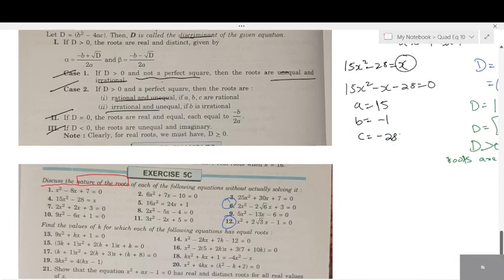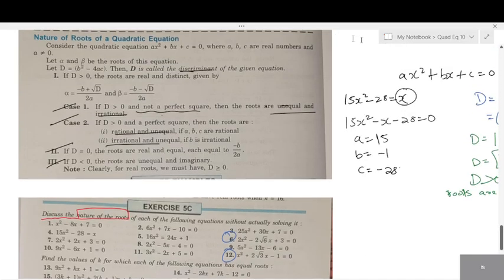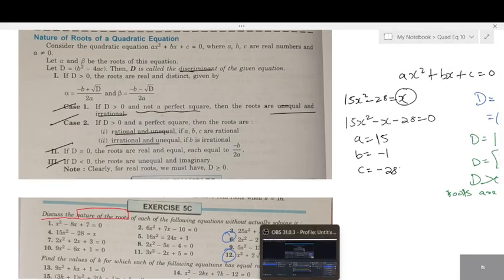Any doubts in this discriminant exercise 5C? Nature of roots? Any doubts? Nature of roots is done, students. Okay, enough for now. Let me stop, and tomorrow's timing I'll tell you.